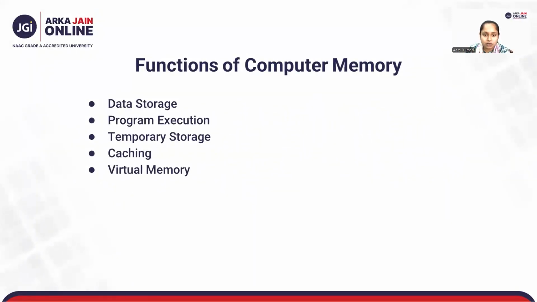Function of computer memory. The functions of computer memory include some of these types. Data storage. The primary role of computer memory is to keep data. These include the OS, operating system, software packages, and user-generated documents.